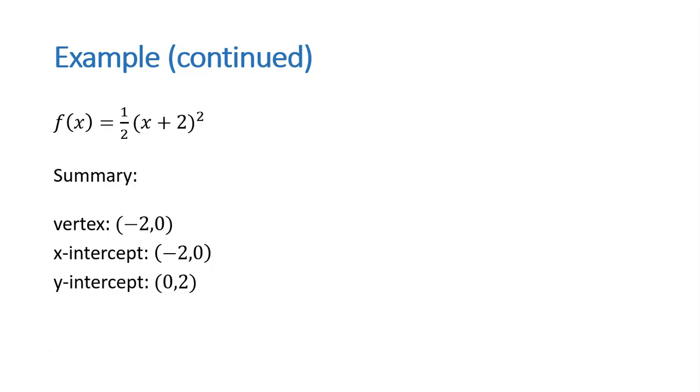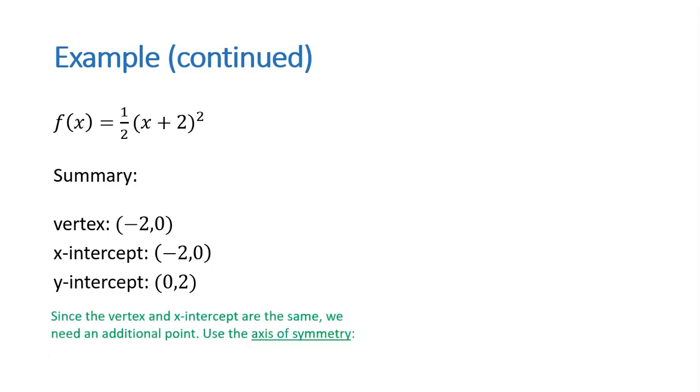So ideally, we need to find at least one more point in order to get an accurate graph. Since the vertex and the x-intercept are the same, we need to find this additional point. Here's where the axis of symmetry comes into play. Remember, the axis of symmetry is just that imaginary line that goes through the middle of the graph such that we have mirror images on either side of that vertical line. So this is why it helps us.